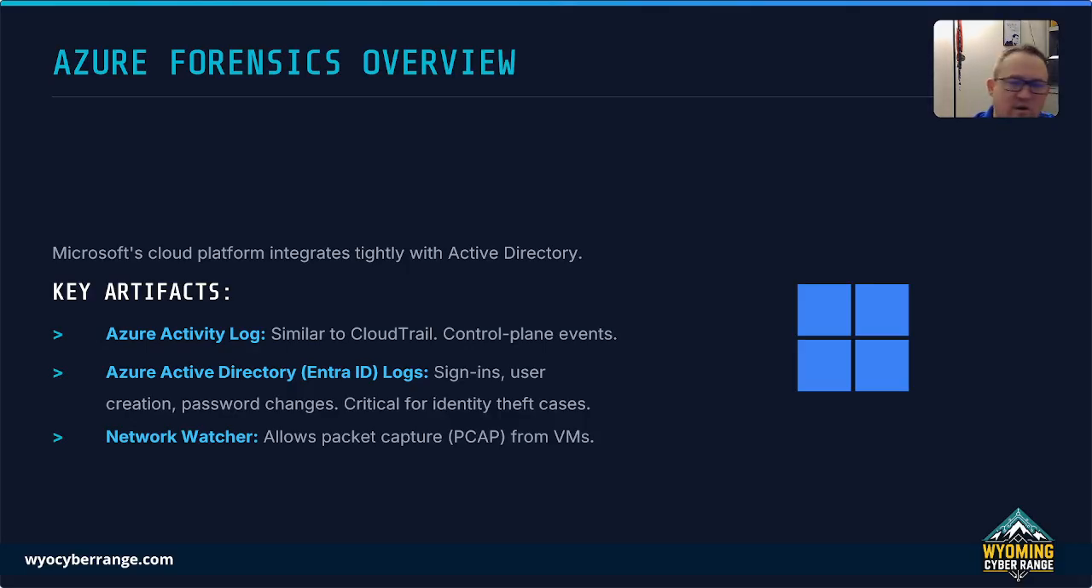Lastly, we'll see the Network Watcher. And this is a powerful tool that allows investigators to capture raw network packets like PCAPs directly from virtual machines. Now, you do need to familiarize yourself with Microsoft Entra ID because Azure is so tightly coupled with the Windows Enterprise environment. Azure AD logs are the first place an investigator looks when an employee's credentials are compromised. Okay.